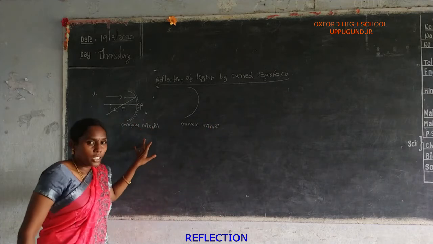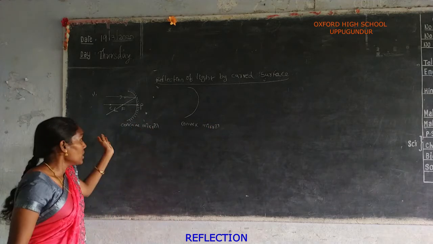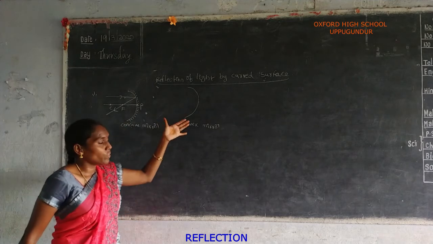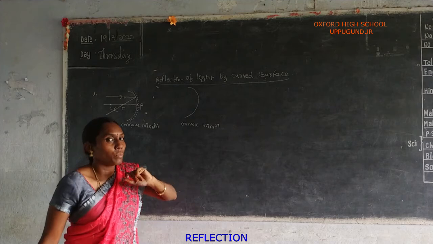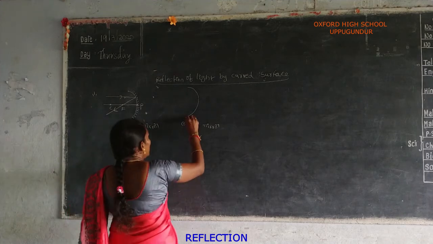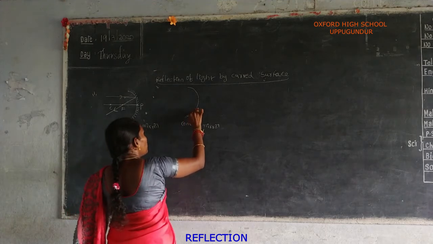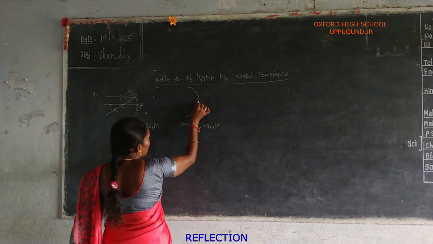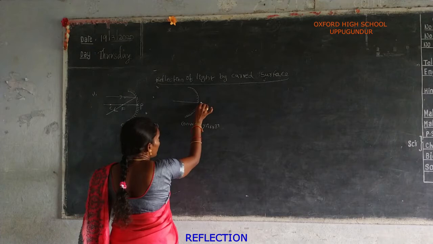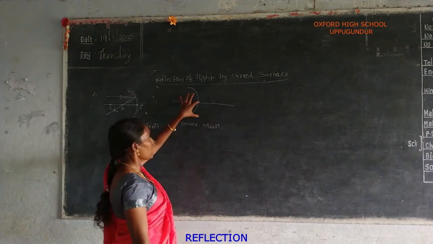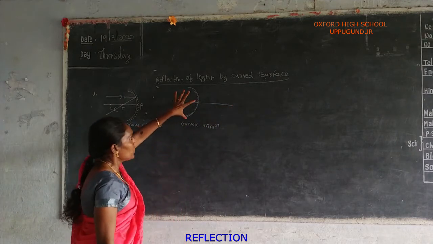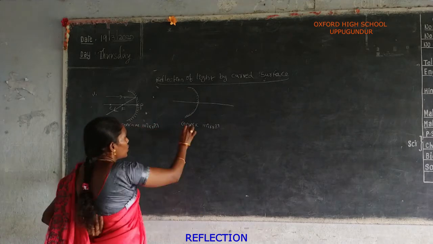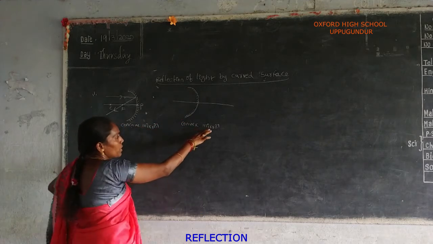In this ray diagram, I will explain why the concave mirror is called a converging mirror and why the convex mirror is called a diverging mirror. Here the inner surface is coated. Inner surface coated means the reflection takes place only on the outer side of the spherical surface. If the reflection takes place only on the outer side, this mirror is called the convex mirror.